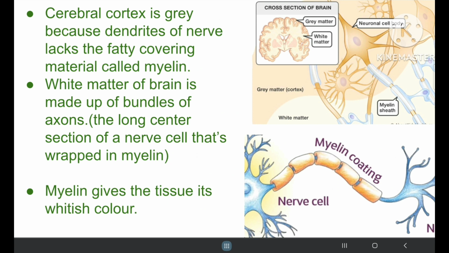White matter of brain is made up of bundles of axons, the long center section of a nerve cell that is wrapped in myelin. Myelin gives the tissue its whitish color. In this diagram, you can see what myelin sheath is.